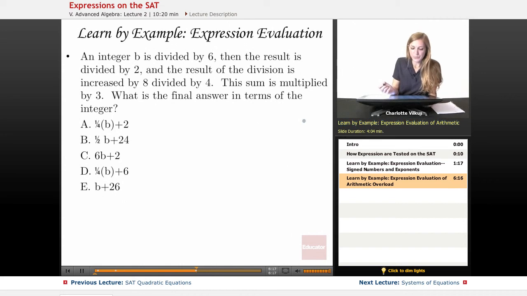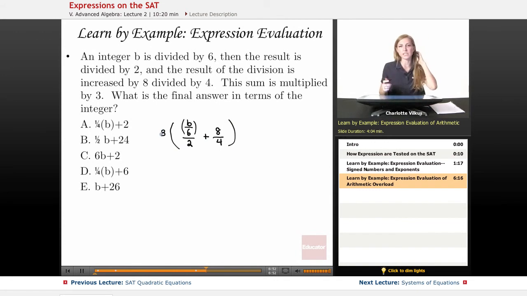Another quick example. Here we're given that an integer b is divided by 6. So b is divided by 6. And then the result of that is divided by 2. So this is then divided by 2. The result of the division is increased by 8 divided by 4. So we add it to 8 divided by 4. And the sum is multiplied by 3. This would be our sum, and we're multiplying it by 3. We want to know the final answer in terms of the integer.